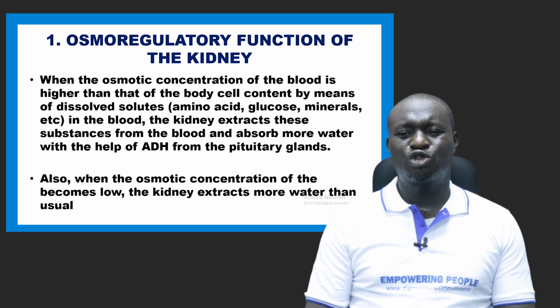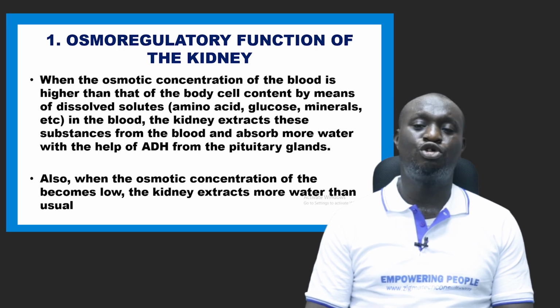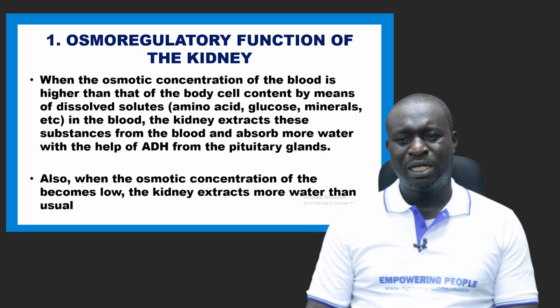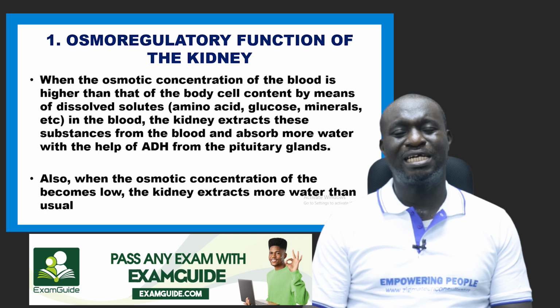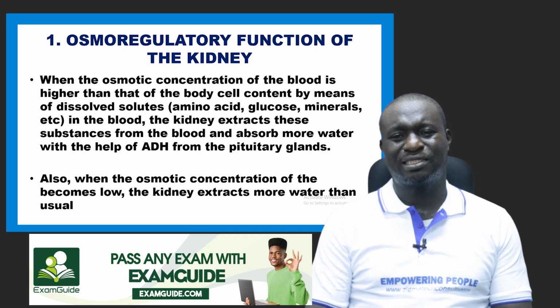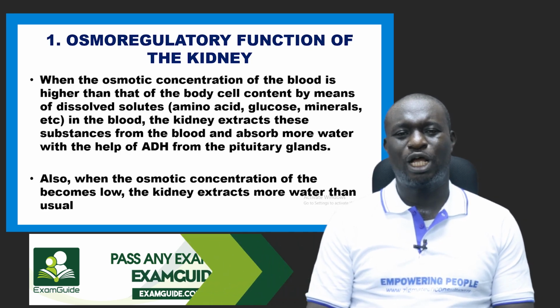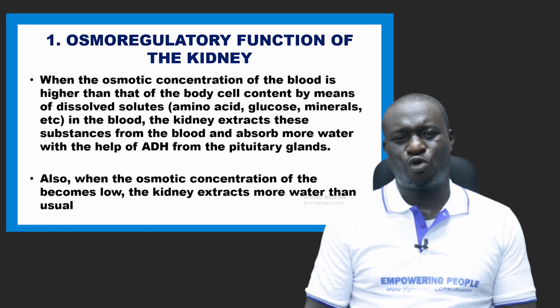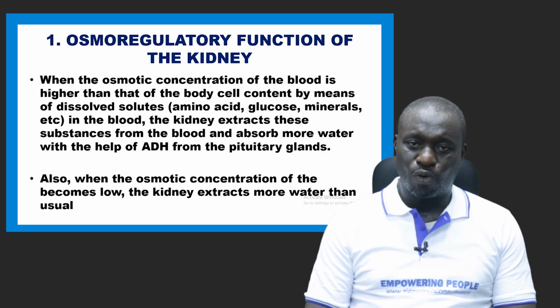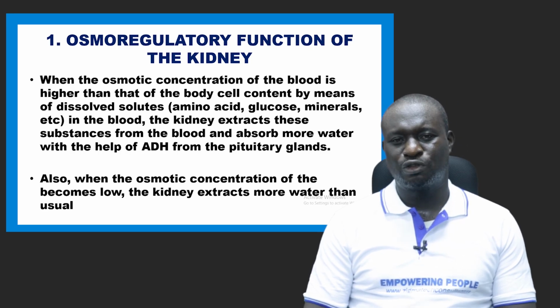Also, when the osmotic concentration of the blood becomes low, the kidney extracts more water than usual. That simply means that the ADH is not much. Like in the first instance, where we said that the ADH helps the kidney to absorb more water from the blood, this makes the urine concentration very high, and then the volume of urine that is passed out will also be low.